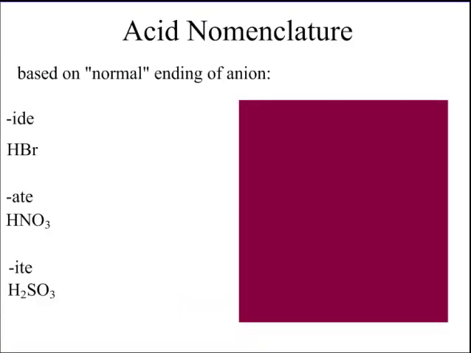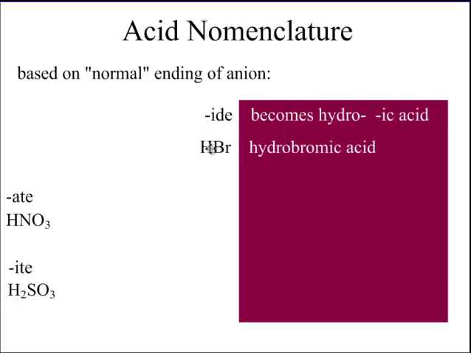Next is naming acids. When you see a compound that starts with an H, assume that it's an acid unless you're told otherwise, and use this naming system. Names of acids are based on the normal ending of the anion. If the normal ending would be IDE, like Br normally would be named bromide, the acid name will have a prefix of hydro and a suffix of ic. So HBr, for example, is hydrobromic acid.